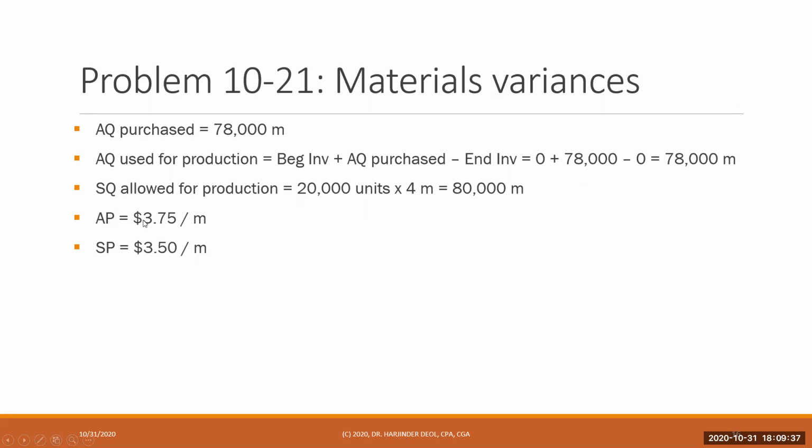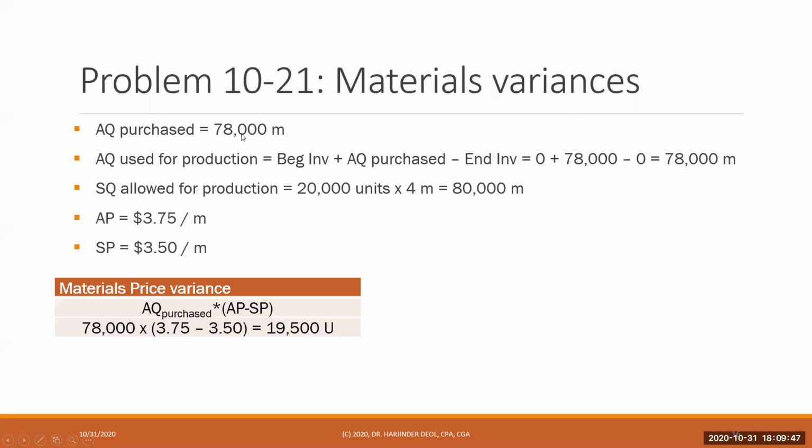Why? Because for every meter that was purchased, the company paid 25 cents more than the standards allow. For a total of 78,000 meters purchased, the materials price variance is therefore $19,500 unfavorable. Actual quantity purchased multiplied by the difference between the actual price and the standard price. 25 cents times 78,000 meters is the 19,500. And because our actual price paid is more than the standard price, this variance is unfavorable.